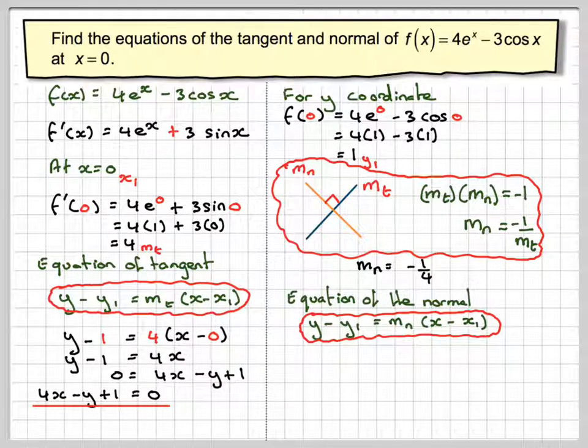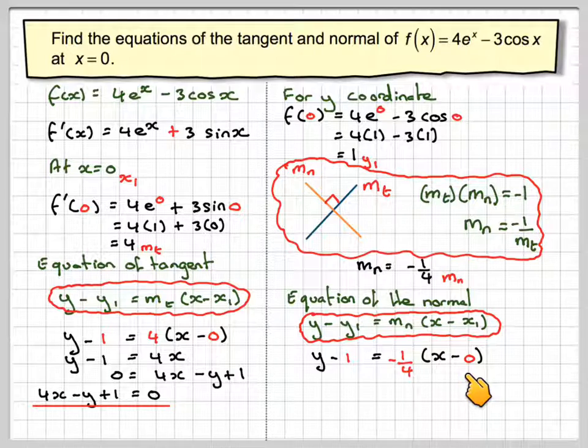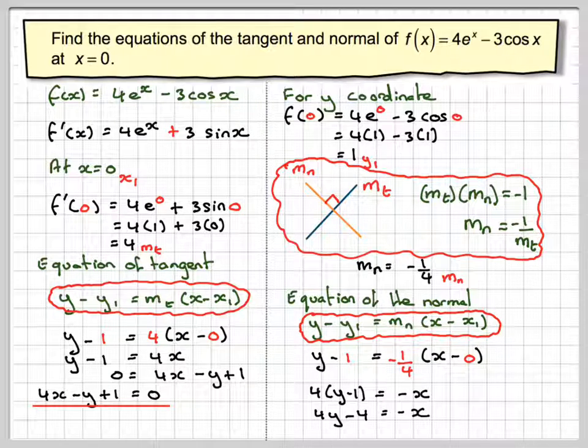So substituting in again, I'm just going to label this mn so we remember. So it's y minus y1, which we will label to be 1, is equal to mn, so it's minus 1 over 4. Please write your fraction one above the other. Don't forget the minus sign. Times x minus 0. Now because we've got a fraction here, it's best to take the 4 up to this side. So we have 4 brackets y minus 1, and then we've still got minus 1 times x, that's minus x. Expanding the bracket, we get 4y minus 4 is equal to minus x. Taking the x over to the other side, we've got x plus 4y minus 4 is equal to 0.